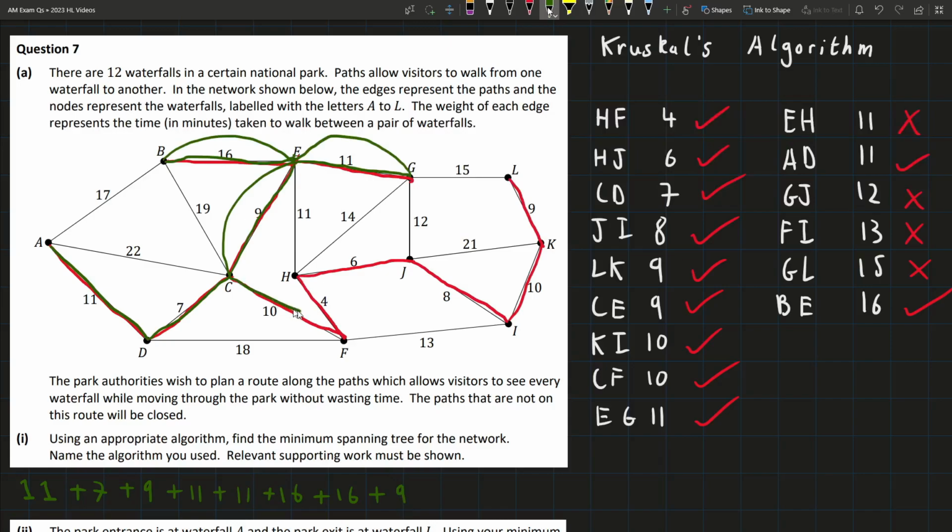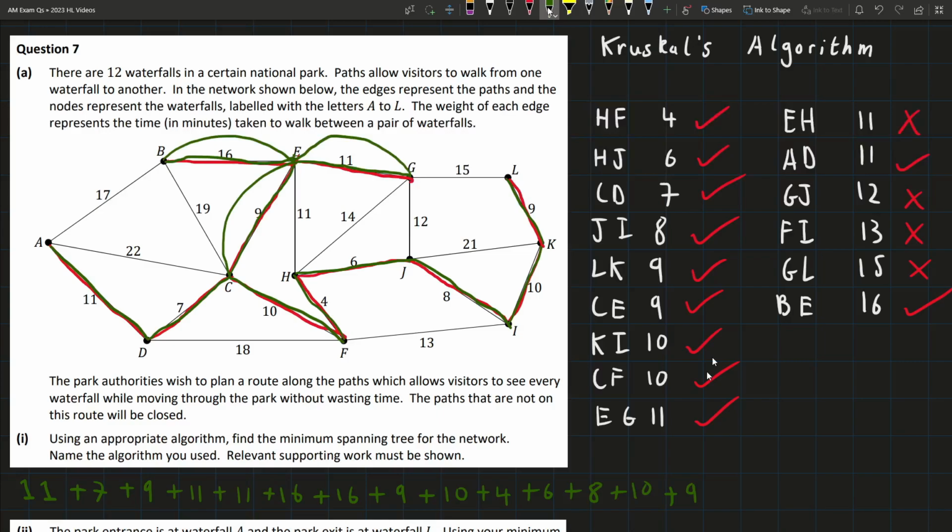Then go from C to F, which is 10. Then go from F to H, which is 4. Then go from H to J, which is 6. Then go from J to I, which is 8. Then go from I to K, which is 10. And then go from K to L, which is 9. I think that's how they want you to do it, but again, there is a shorter way of doing it, but since it says use your minimum spanning tree, I'm guessing this is the way to do it.